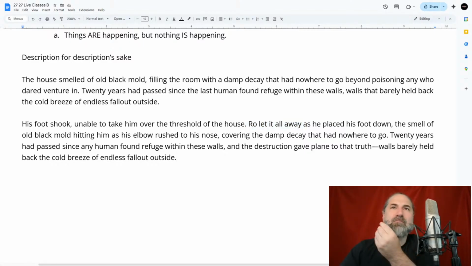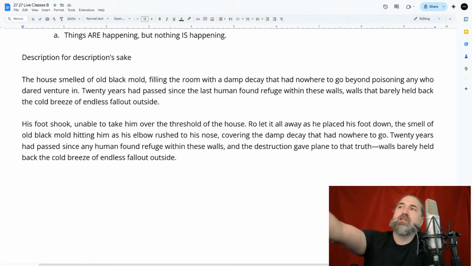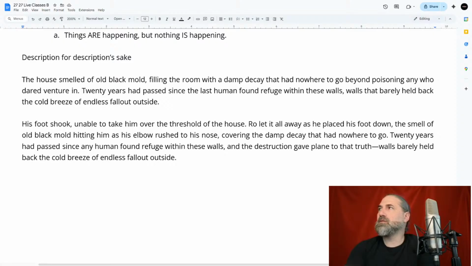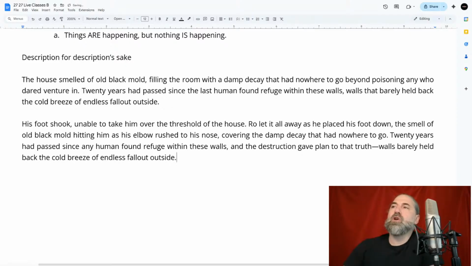The smell of old black mold hitting him as his elbow rushed to his nose, covering the damp decay that had nowhere to go. Now we're experiencing the damp decay through the character. And now this is his processing. 20 years had passed since any human found refuge within these walls, and the destruction gave plain walls. Plain wall colors. Can I spell that right? I don't know. Maybe it's plain? Plain to that truth. Walls barely held back.